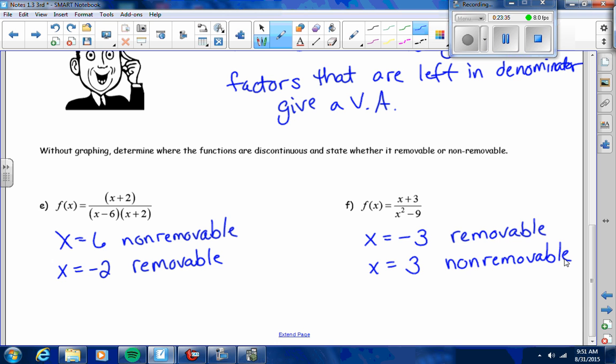At x equals 3, non-removable discontinuity because that was a vertical asymptote. Because that function did factor: x plus 3 over x plus 3 times x minus 3. So the x plus 3's canceled, giving us that removable.